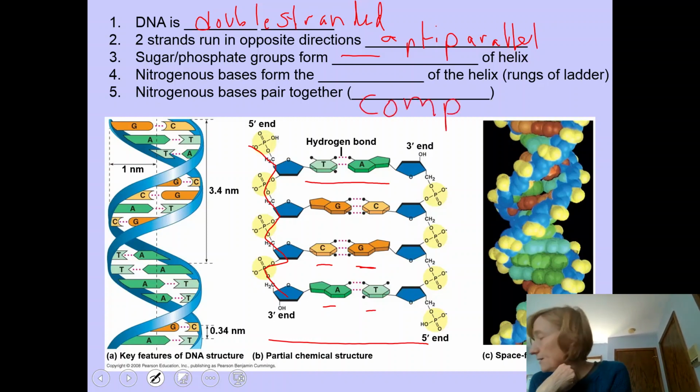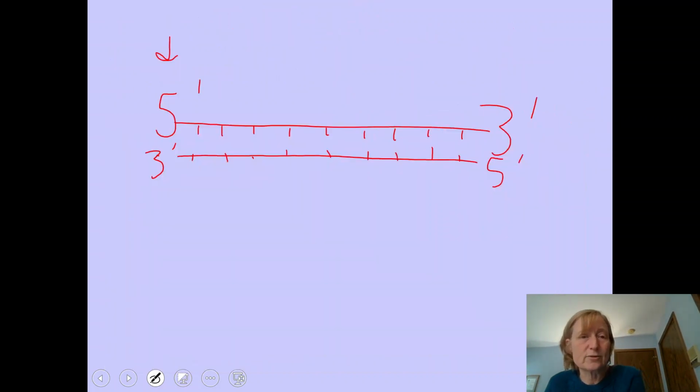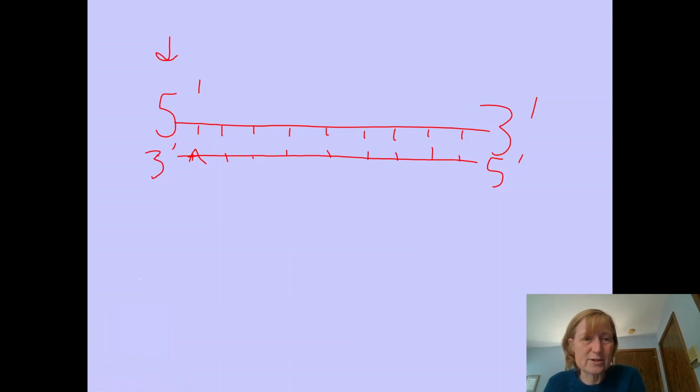complementarity. Ooh, that's barely going to fit in there. Complementarity. Okay. Let's draw that in. So if we have an A here, well, maybe I should change the color of my pen. I don't think I can. I'm stuck with this color. I just want to have a different color so you can see it.